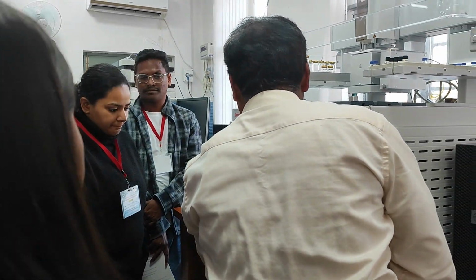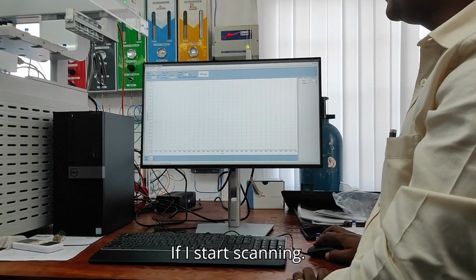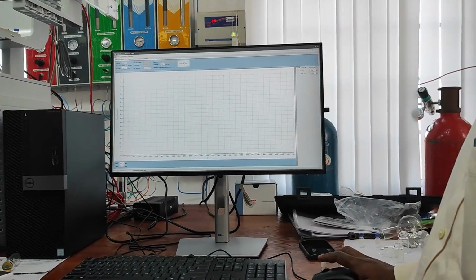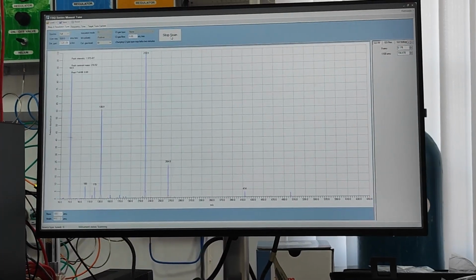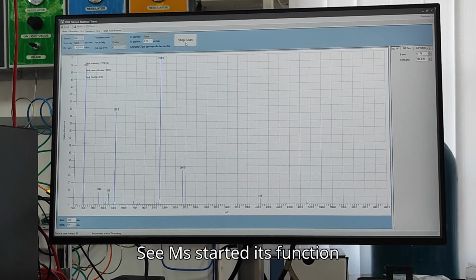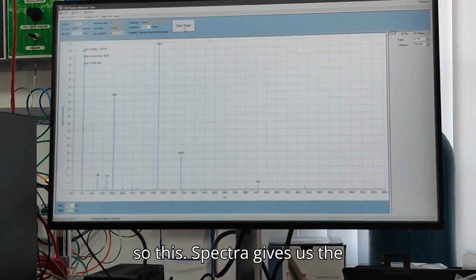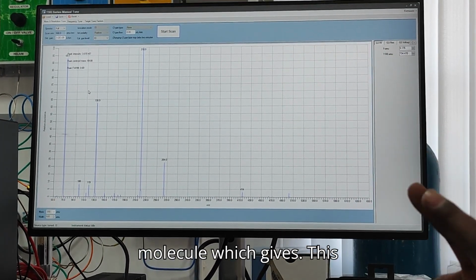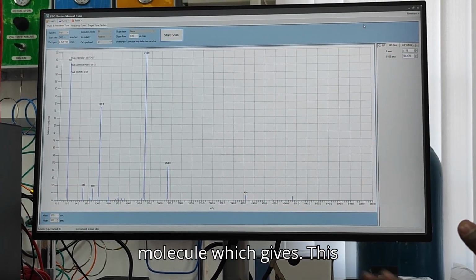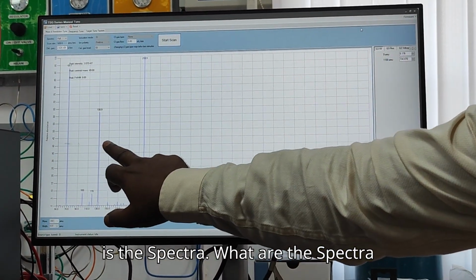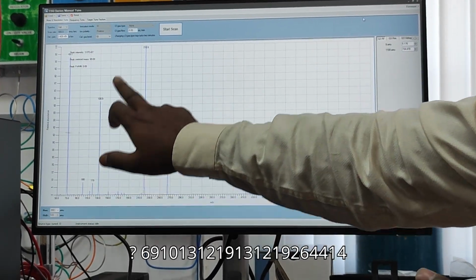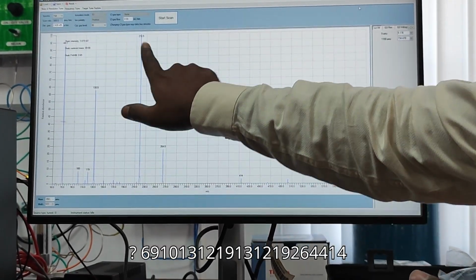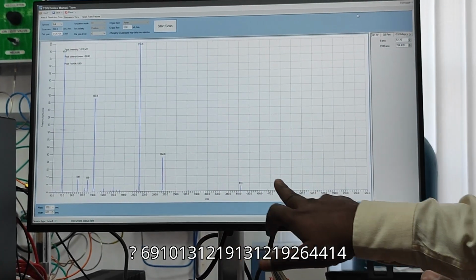Clear? If I start scanning, see, the MS has started its function. Okay. So this spectrum gives us the confirmation that PFTBA is a molecule which gives this spectrum. What are the masses? 69, 100, 131, 219, 264, 414 and 502.